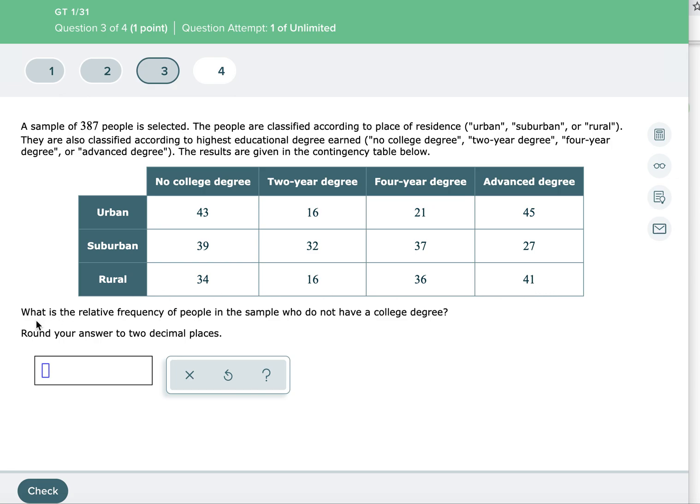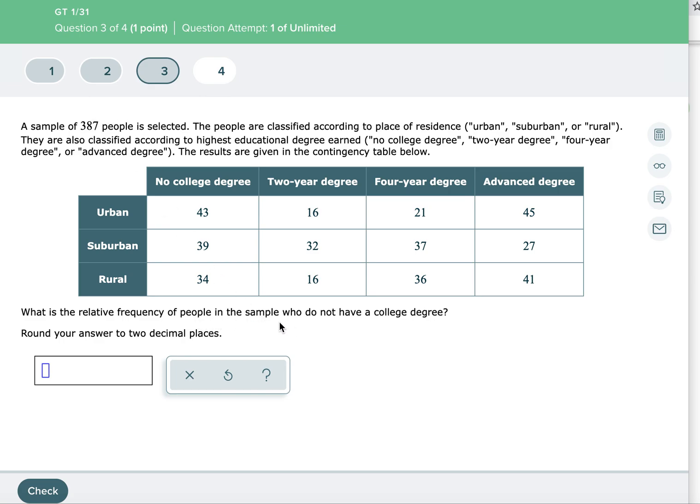So the question is, what is the relative frequency of people in the sample who do not have a college degree? What we want to figure out is, first of all, what fields should we be looking at, and then what do we have to do with it? It says, what is the relative frequency of people in the sample? The sample is this 387. So that's going to be my whole, and whatever I figure out, I'm going to divide it by that.